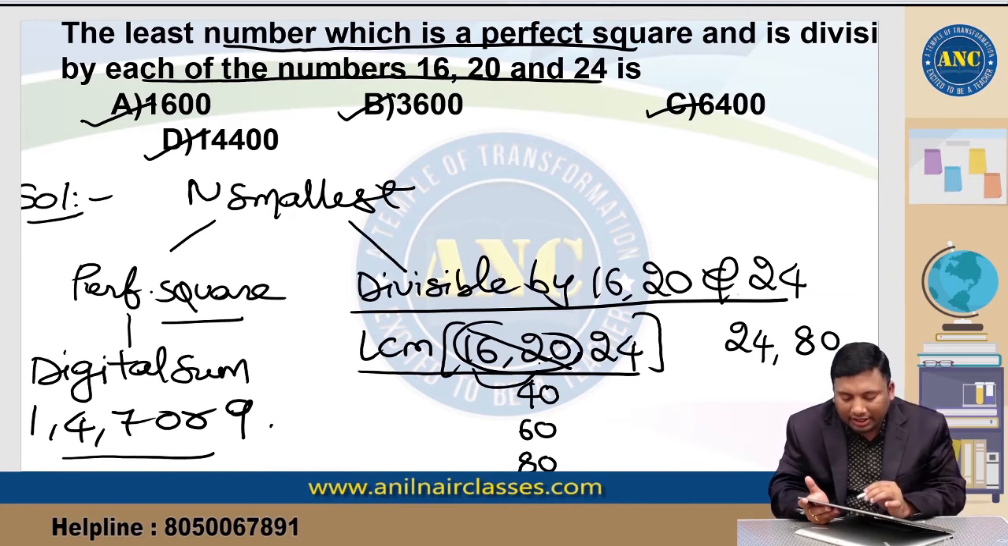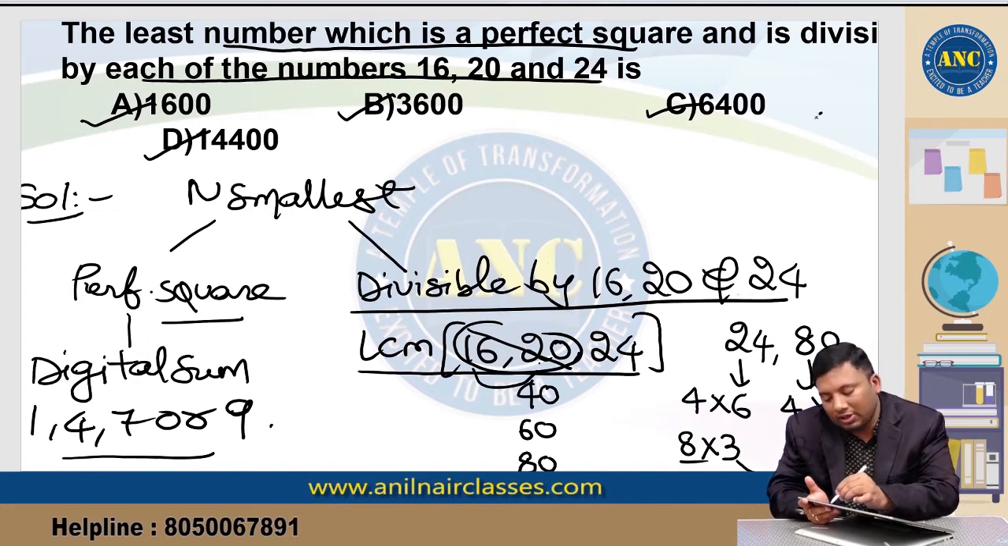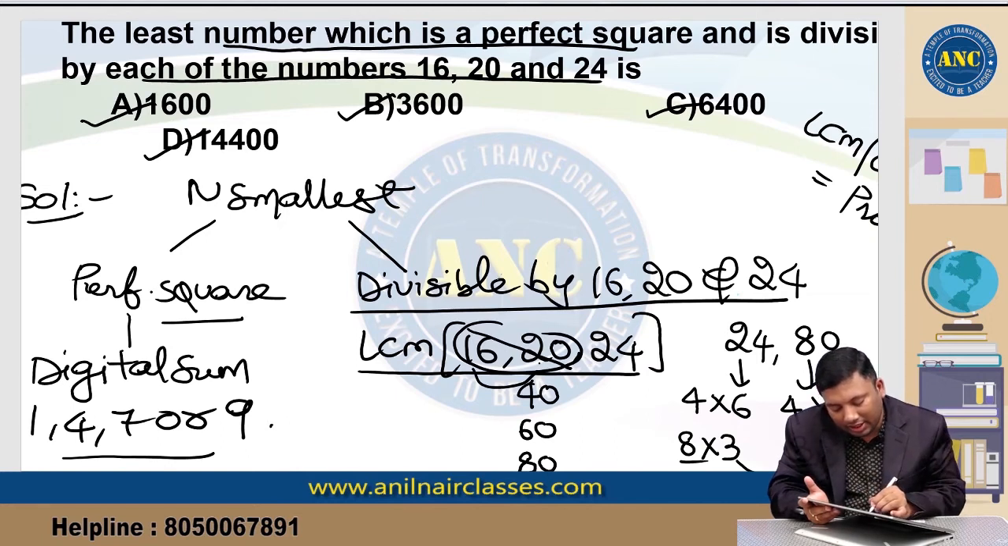You can do it in multiple ways. 24 is 4 into 6 and 20 is 4 into 20 here. Here we can write it as 8 into 3, and here it is 8 into 10. 8 is common, take it out. 3 and 10 are co-prime numbers. The LCM of co-prime numbers is always a product. 3 tens are 30, so the answer for this question is 240.